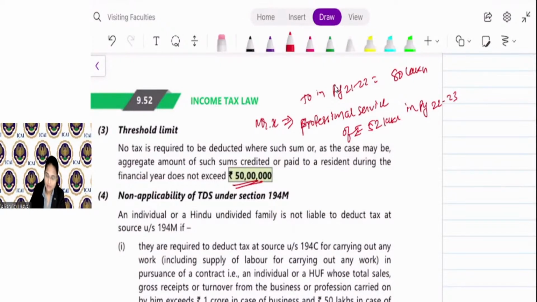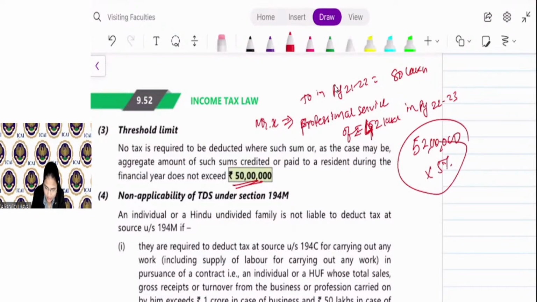Say for example, instead of 52 lakh, it is 42 lakh. Then Mr. X is not required to deduct TDS under section 194M. Why? Because the value of service during a financial year is less than 50 lakh. That is the threshold limit. Okay. The TDS is, say for example, it is 52 lakh, then 52 lakh into 5%.